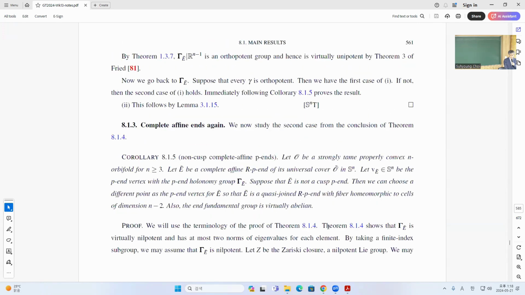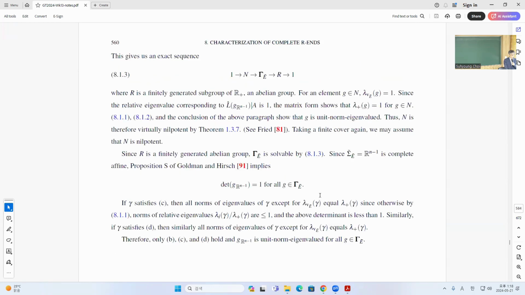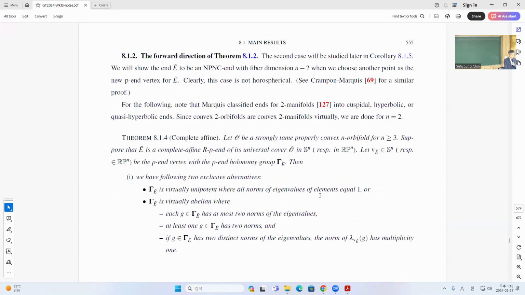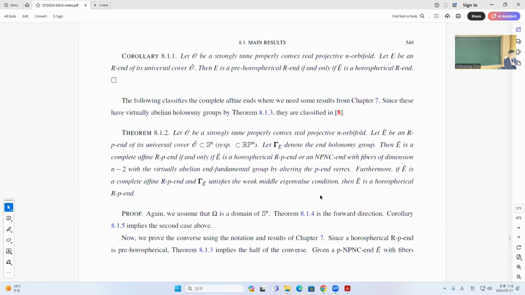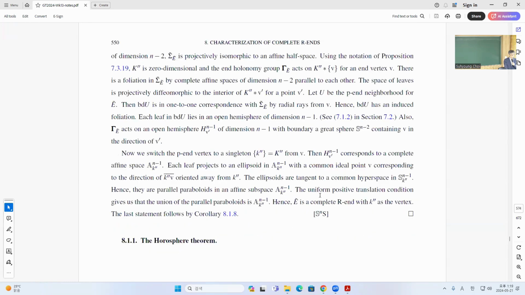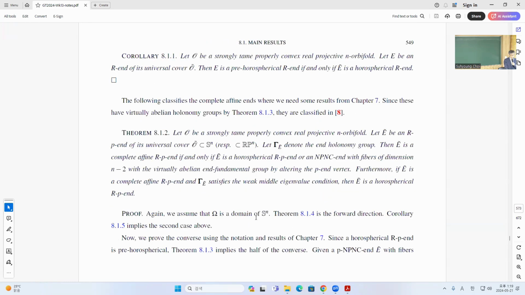And 8.15 is that once you change the vertex, then you get an NPNCN. Okay. So that's the two things we do. Okay, so now we prove only here, we will do that later. So we prove the converse. So you have a horospherical end, and it is of course pre-horospherical.